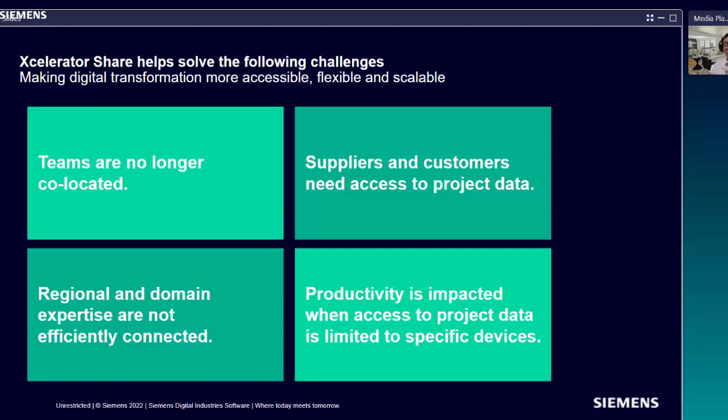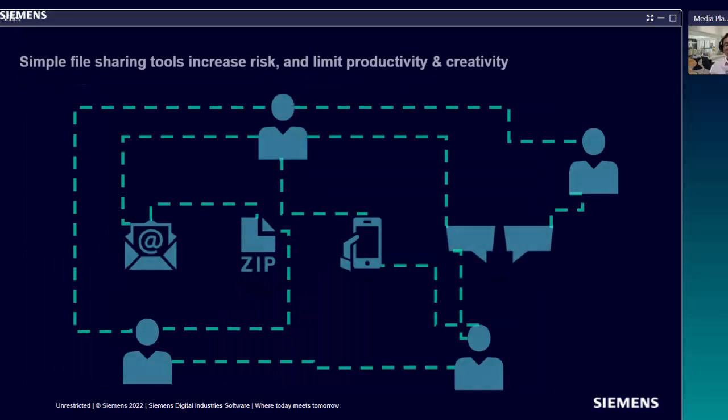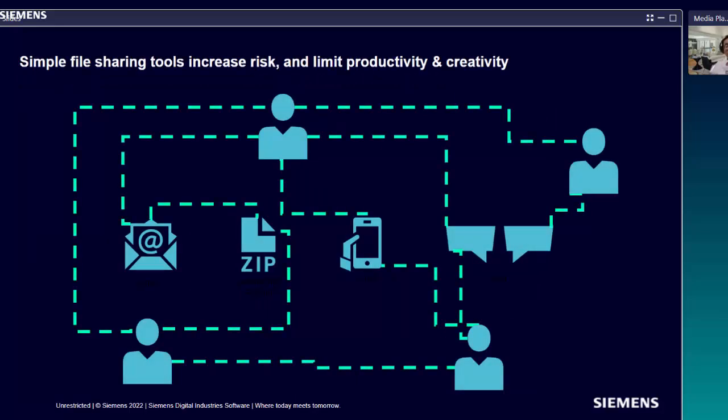And finally, secure access to data is crucial. This not only means the right people having the right level of access to the right data, but also dealing with the challenges of wrong people having access to data. And also we need to protect against that as well. Simple file sharing tools increase risks and limit productivity and creativity. Let's take a look at today's scenario. What kind of tools are we using commonly? We use emails, we use zip files, we use mobile phone sharing, we use instant messaging. All this will impose risks to our customers and also our internal organizations.